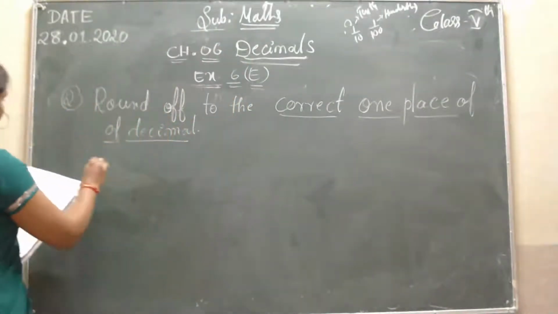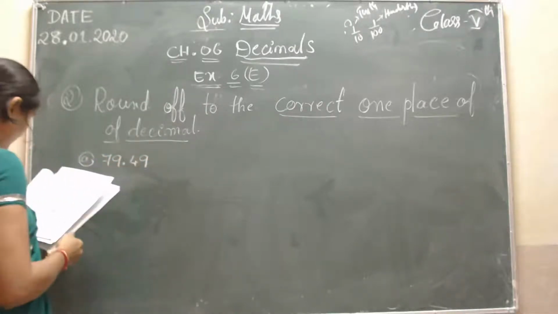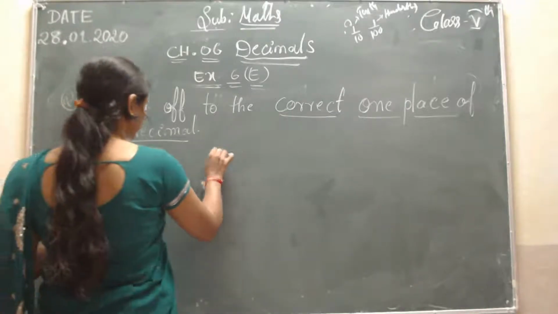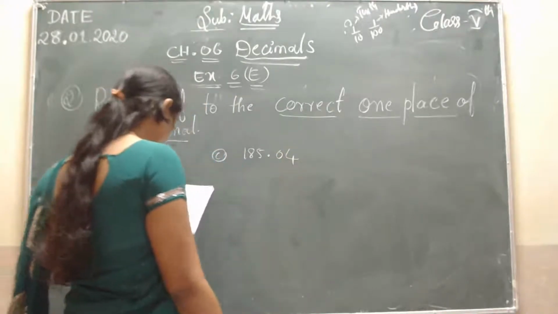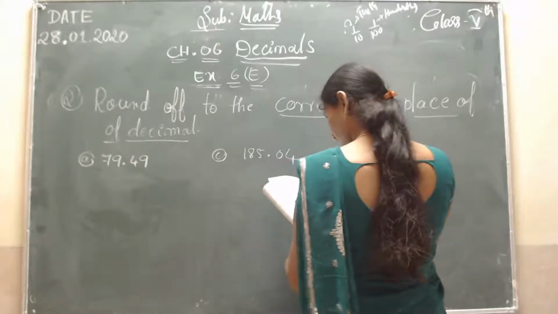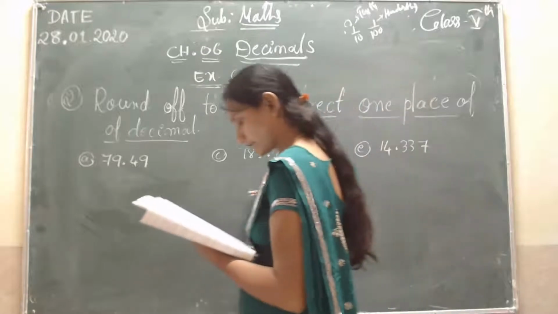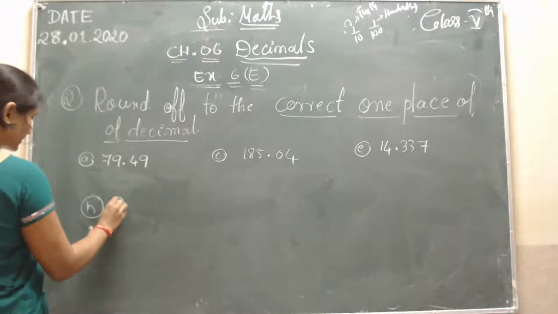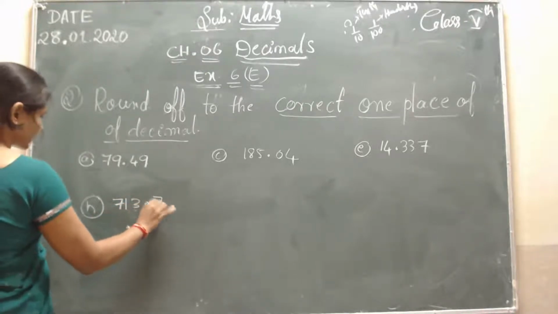So question number A, this is the repeated one, the difference 79.49. So next you have to take it. So B is very easy. C, can you see? So 185.404. So next, students, question number E, 14.337, students. Okay, so next. See for your last questions, that is 713.75.